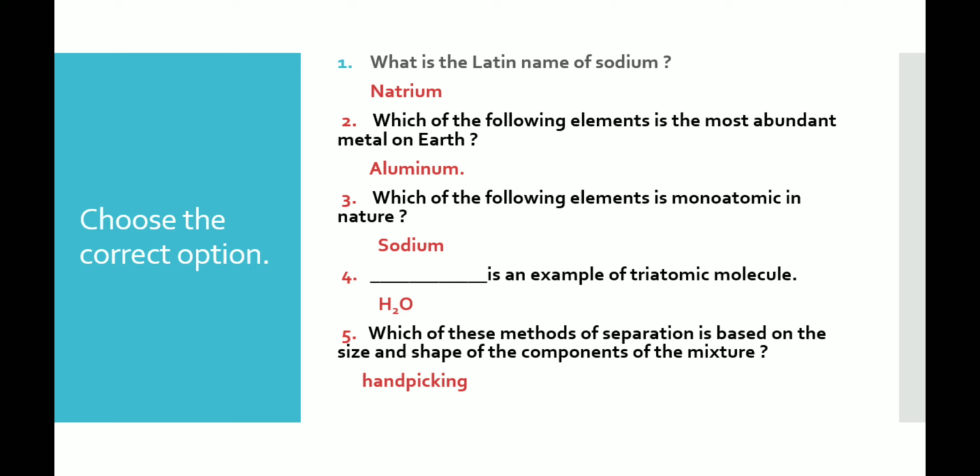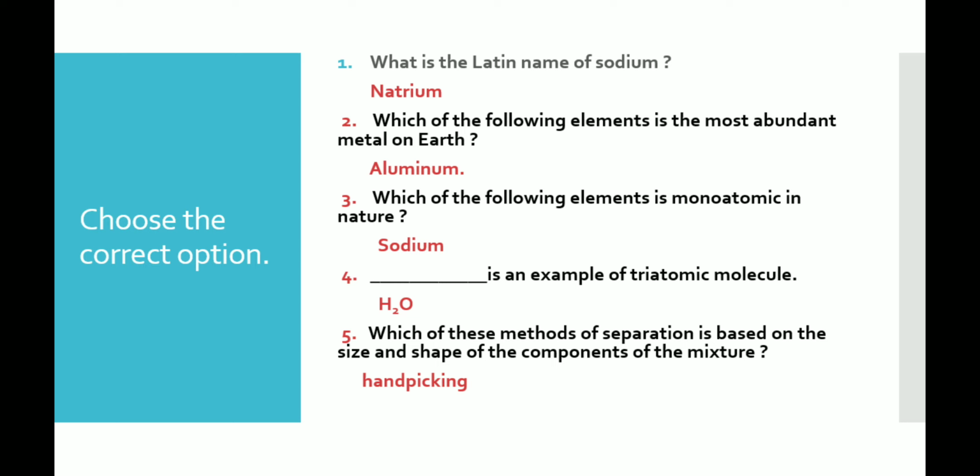Now the question number 5. Which of these methods of separation is based on the size and shape of the components of the mixture? The options are given like this: first one, hand picking; B, solubility; third one, filtration; and D, sublimation. Out of these 4 options, the first one, that is hand picking, is the correct one.